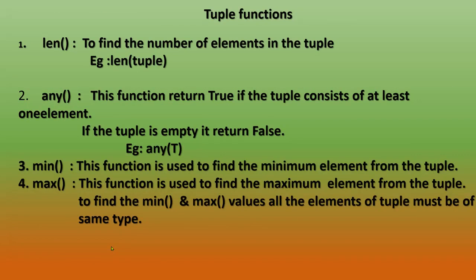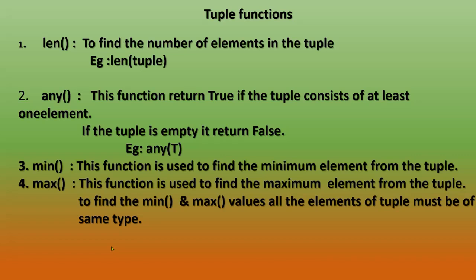Now we can see the different functions that can be used along with the tuple. The first one is len. Len is used to find the total number of elements in the tuple. The second function is any. Any is used to check whether any element is available inside the tuple or not. It will return a true or false value. If some element is there, the function will return true. If the tuple is empty, it will return false.